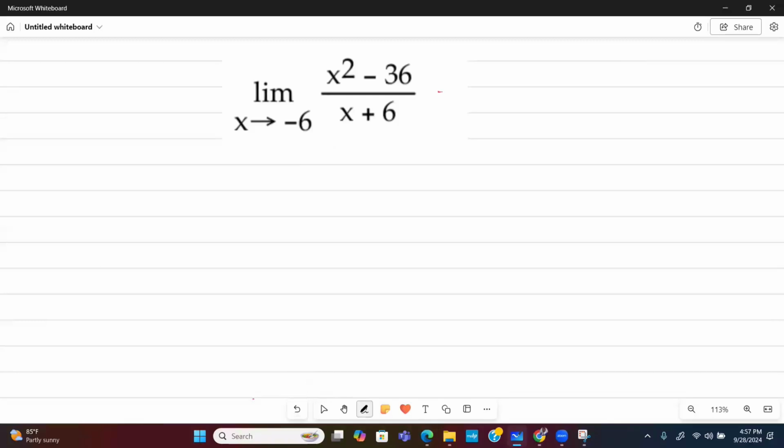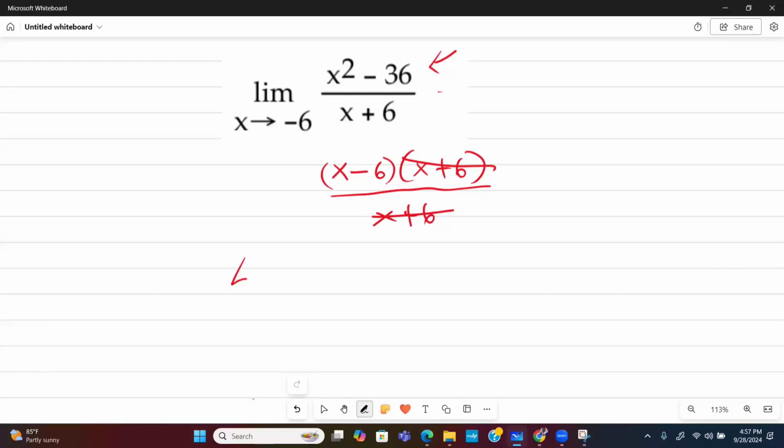One of the things that we could do, though, is that we're seeing the difference of two squares on top. So let's look at the numerator. Let us factorize the difference of two squares. We're going to get (x − 6)(x + 6), and this is all over x + 6. Definitely we see where we could cancel: we could cancel x + 6 with x + 6. So what we're really left with here is the limit of x − 6 as x tends to negative 6.